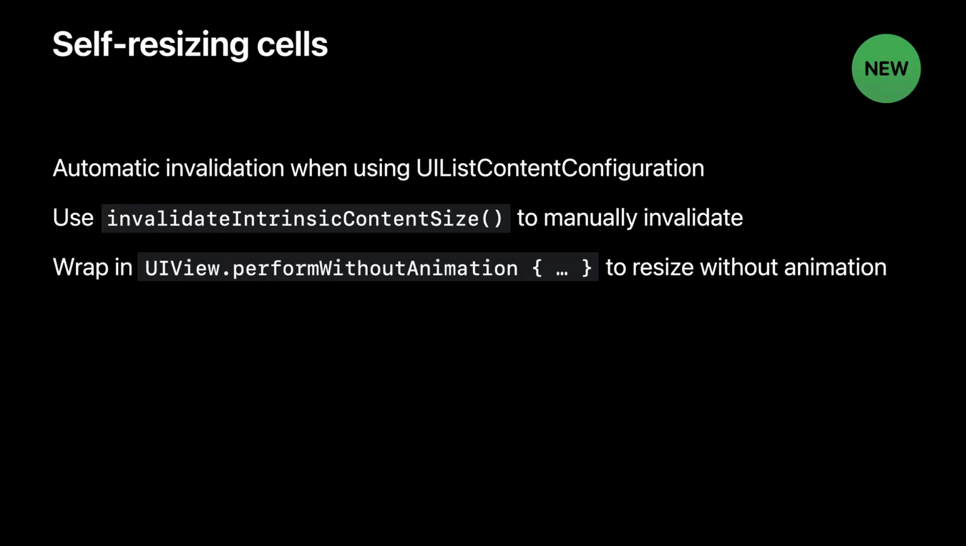By default, cells will be resized with animation, but you can wrap the call to invalidateIntrinsicContentSize inside performWithoutAnimation to resize without animation. UICollectionView and UITableView intelligently coalesce size invalidation from cells into a single update performed at the optimal time.